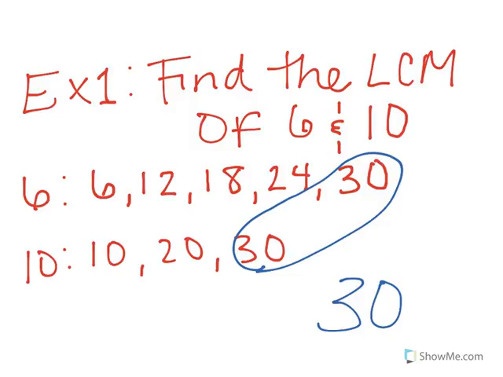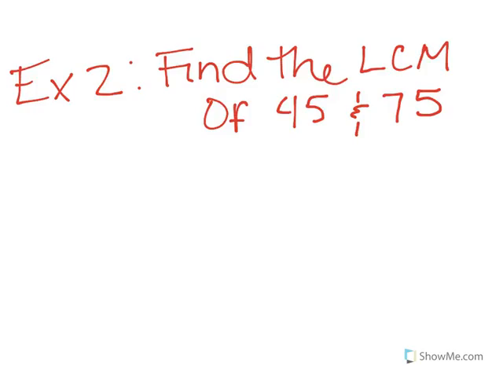I could have kept going out 5 multiples like I said before, and said 40 and then 50, but there's no point, and let's try to save ourselves time when doing these problems. Once you notice that they have a multiple in common, you can just stop. Now my next example has two numbers that are a little bit tougher. Find the least common multiple of 45 and 75.